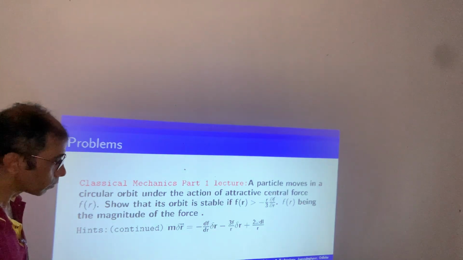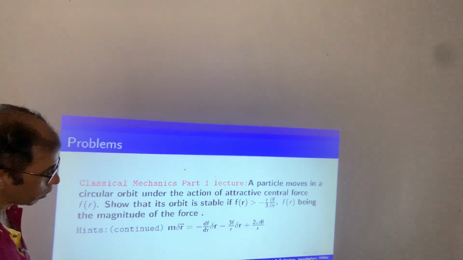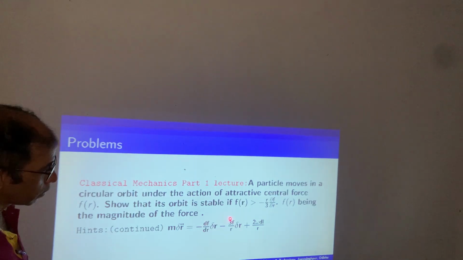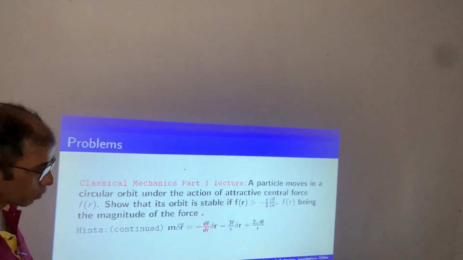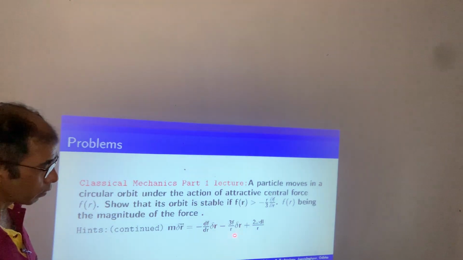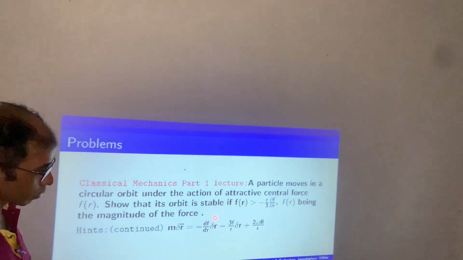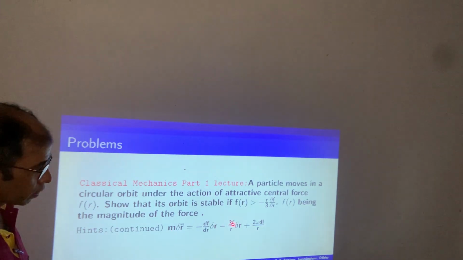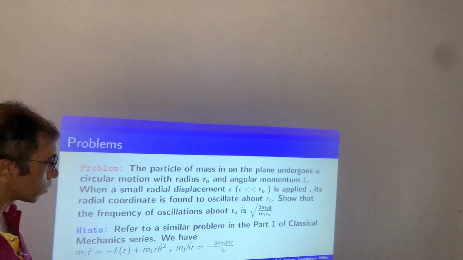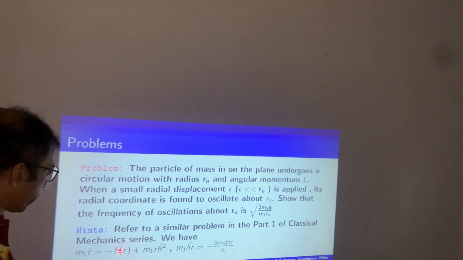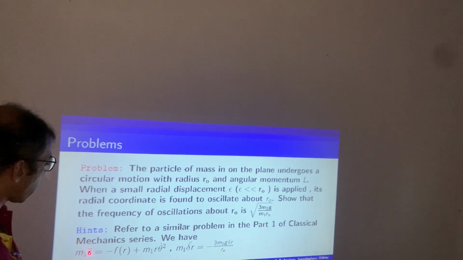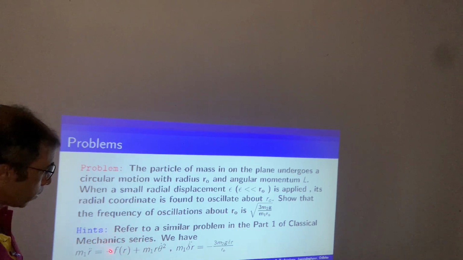So here, that's what you have to prove. If we have a constant force here, then dF/dr is 0. So whatever contribution will come from this part, minus 3F by r, where r is the equilibrium radius. Just put it here. This is nothing different here. So m1 r double dot. This is the starting equation, right?